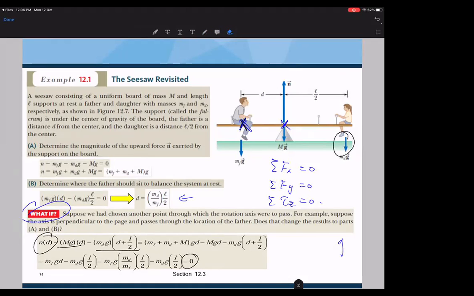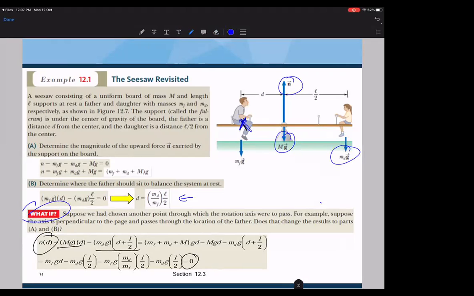When you consider the net torque about the father's location, there are three forces that contribute to the torque. The first one is the weight of the board. Please check the question why it is the weight of the board. The second one is the weight of the daughter. The third one is the normal force that supports the whole system in the vertical direction.